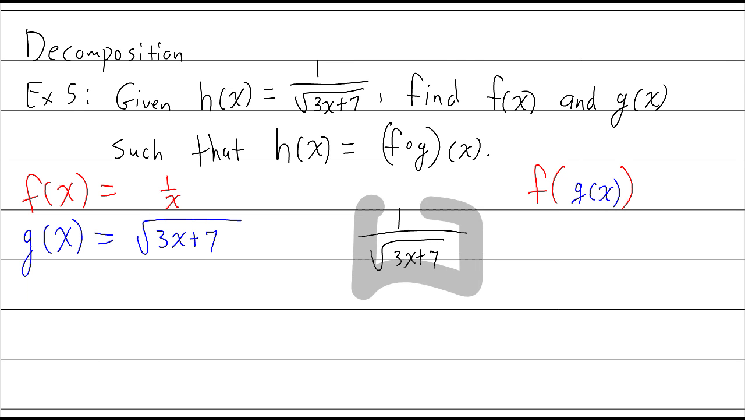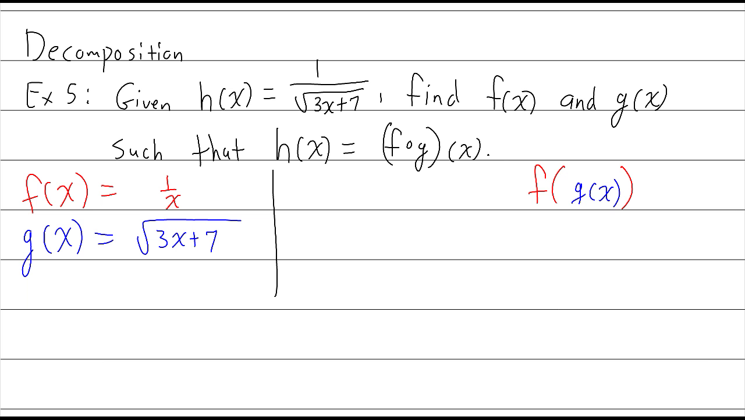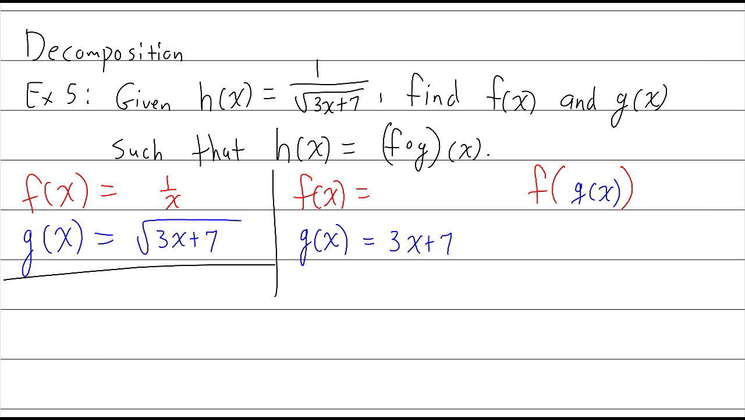Let's do another option. Let's say, okay, g of x is not the square root of 3x plus 7. It's just 3x plus 7. Okay, what about that? Okay, well, again, all right, if 3x plus 7 is going to be g of x, that means that has to turn into just the x for f of x. So that leaves me with 1 over square root of x. Aha, you can check that one out too.